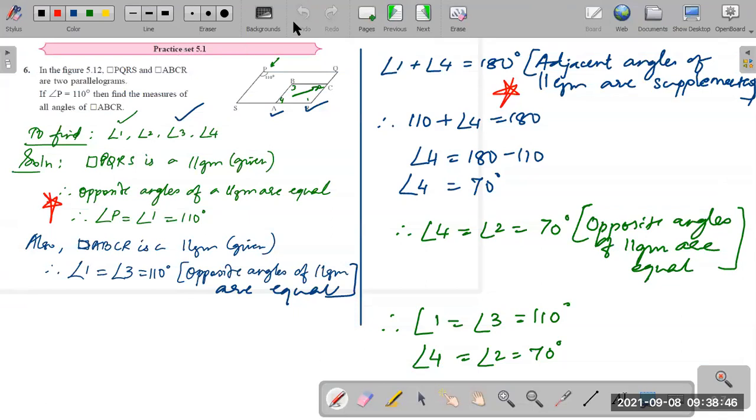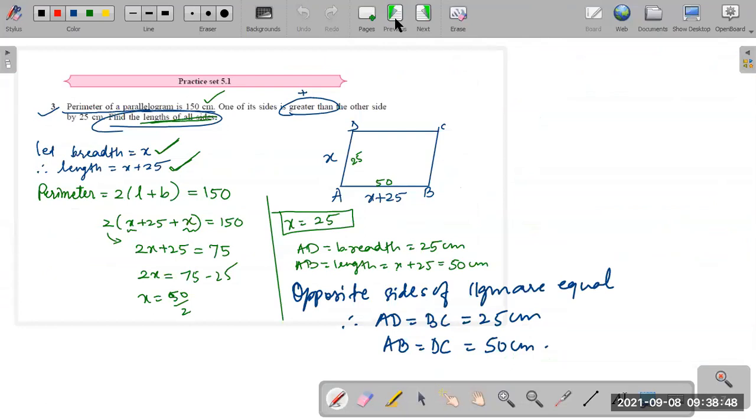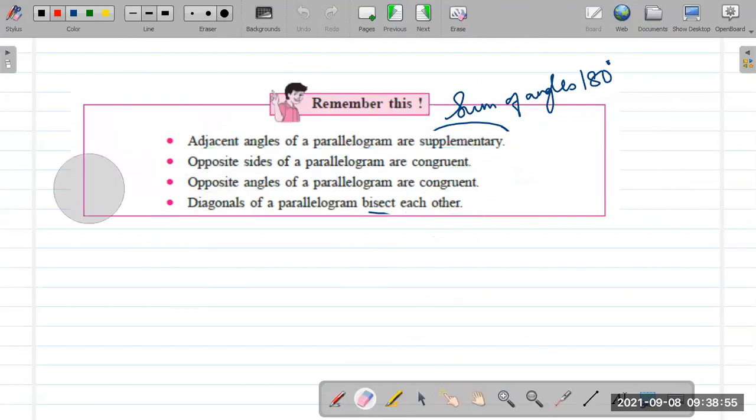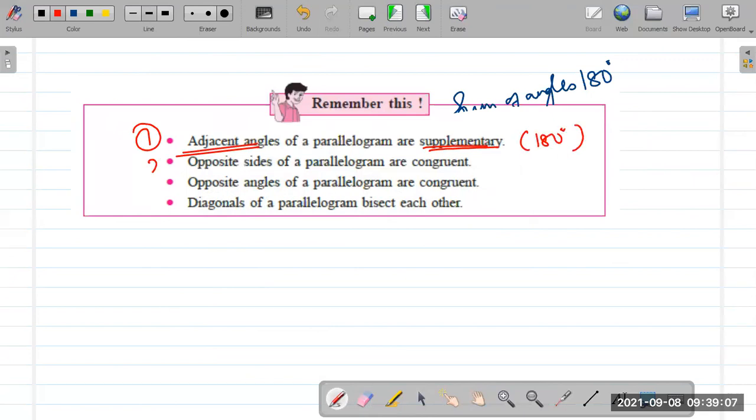All right, everyone. Let's quickly recap on the important properties. So when we talk about a parallelogram, 4 important properties are: adjacent angles are supplementary. Supplementary means sum is 180 degrees. Secondly, opposite sides are equal or congruent. Third, opposite angles are equal or congruent. And fourth one, the diagonals of a parallelogram bisect each other.